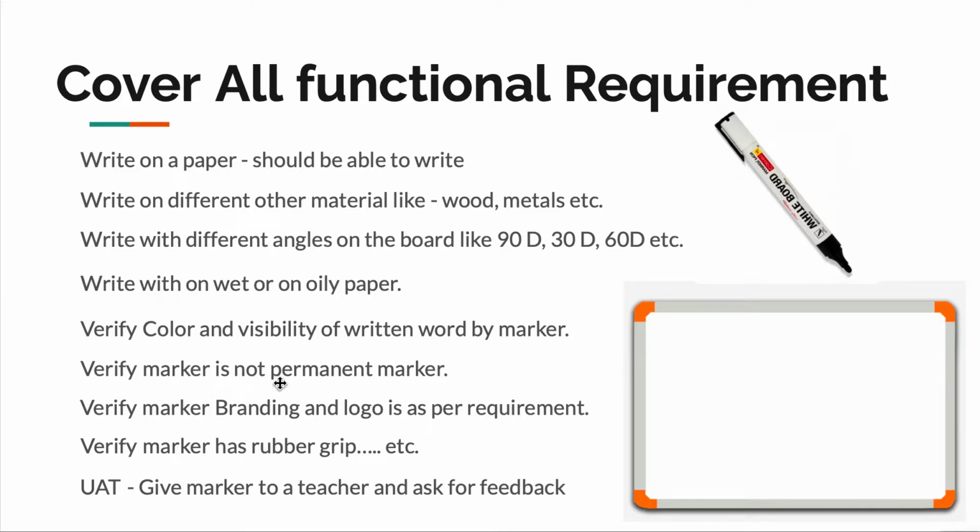Verify marker is not a permanent marker. Then verify marker branding and logo as per requirement. Then verify marker has a rubber grip. So these are the basic test cases as per functionality and as per the requirement gathering, whatever I have gathered in the starting, I have written. Okay, out of this, the UAT acceptance test scenario is: give the marker to a teacher and ask for the feedback. Okay, so now all the functional requirements are covered.